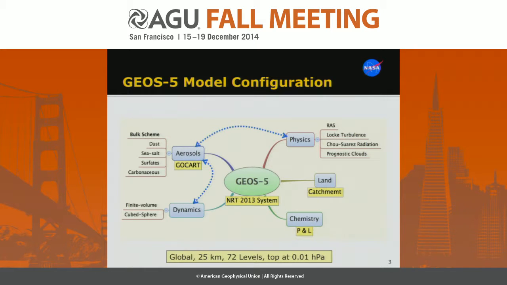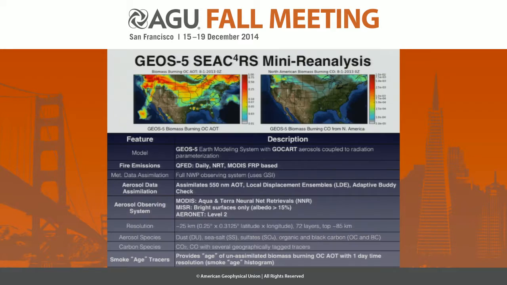The configuration I'll be running is just a global AGCM running at 25 kilometers globally on a cubed sphere. It runs with Mian Chin's GOCART aerosols built in, transported by the model and coupled to the radiation. No indirect effects in this particular configuration. We use this version of GEOS-5 for several applications: for long-term reanalysis, for seasonal prediction, and for day-to-day weather and aerosol forecasting, particularly in support of field campaigns.